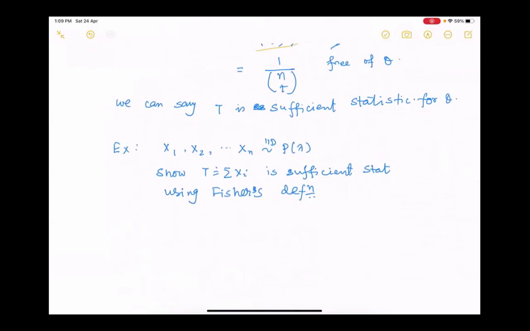So whatever I just discussed today is on pages 272, 273, 274 of Casella-Berger. Pages 272 to 274, Casella-Berger.